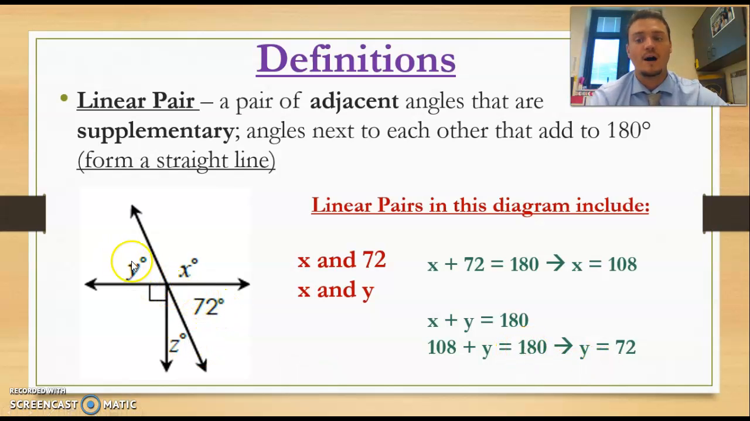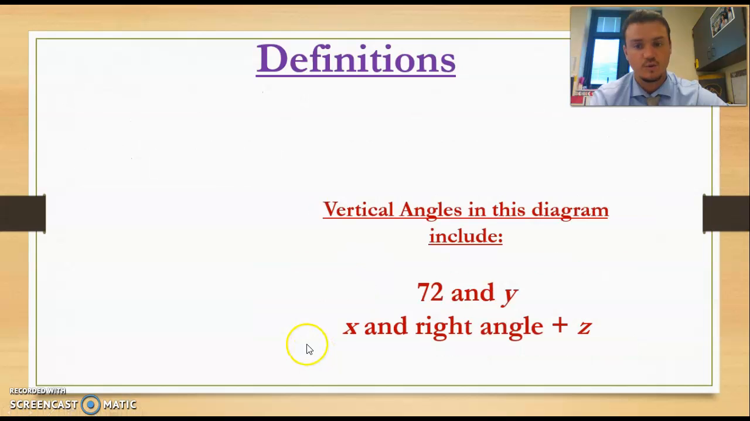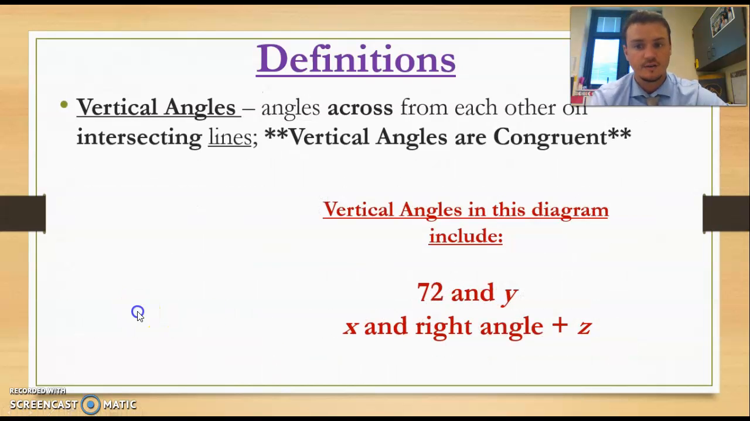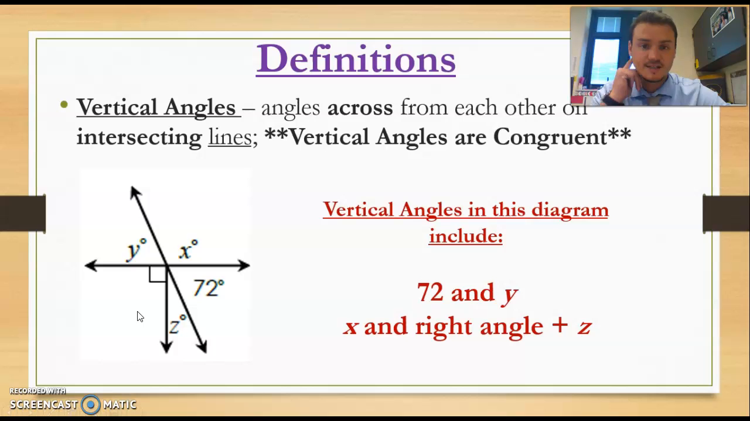So you notice that Y is 72, and this angle right here is 72. This actually leads us into our next definition, which is vertical angles. Vertical angles exist whenever you have two lines. Again, a line has to have the double arrows here. So this is one line, and this is another line.